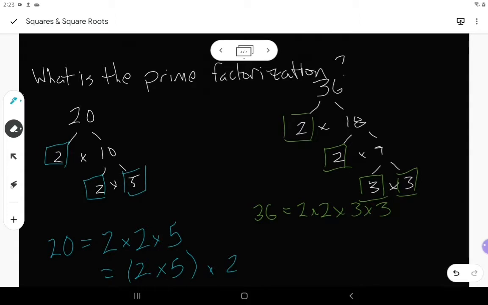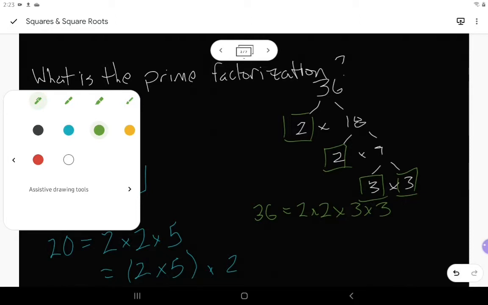I can have a group of 2 times 5, but then I have an extra 2 kicking around, or I'm missing another 5. Because I can't split my prime factors into two equal groups, we would say 20 is not a perfect square. Okay? I can't find the same number that's going to multiply by itself to give me 20.